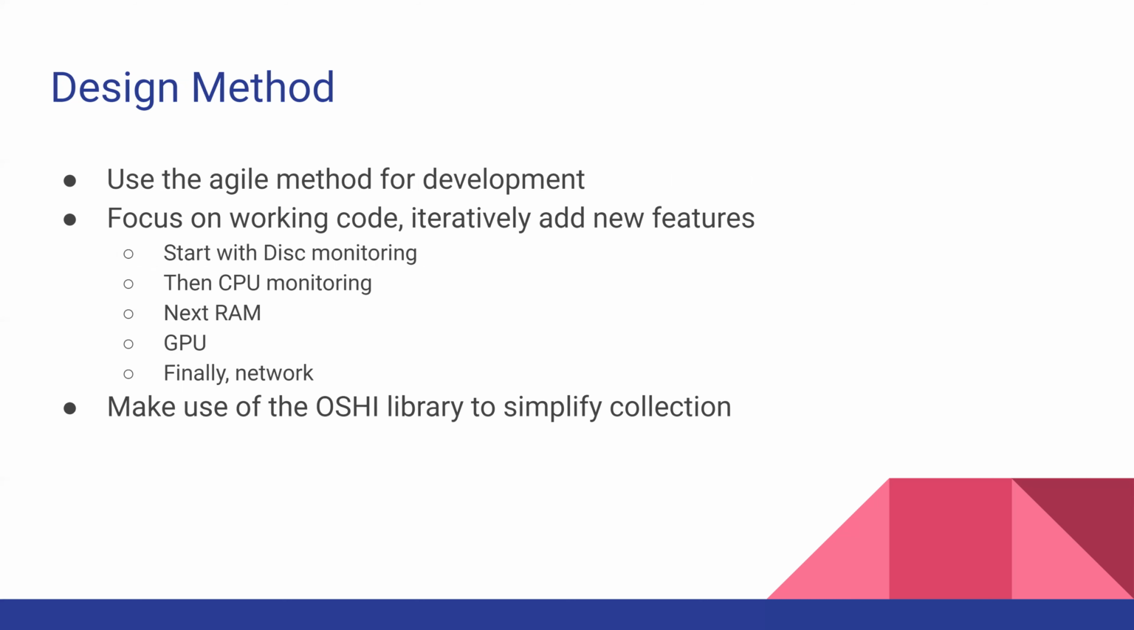So for the design method, we're going to be using the agile method, focus on working code, small sections of new features added little by little. So we'll start with just disk monitoring. Once we have that down, we'll focus on the CPU, and RAM, GPU, and finally the network. As I said before, we'll be using the Oshi library to simplify collection. It's just the Java library that handles the actual collecting part.